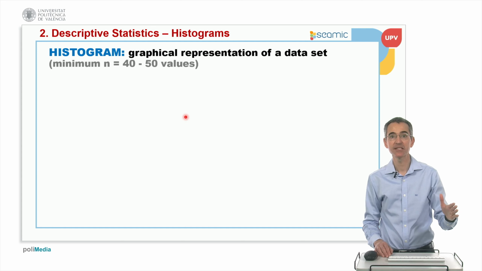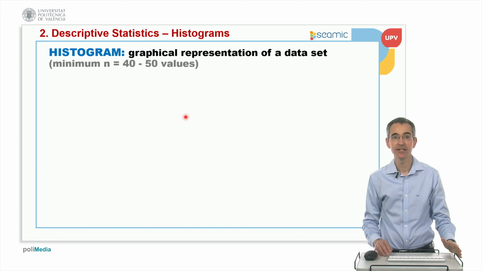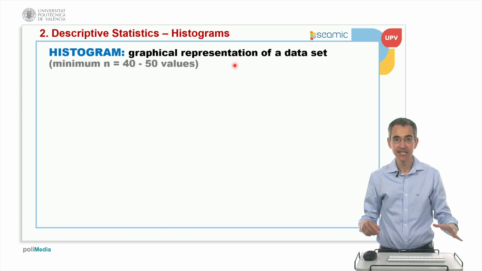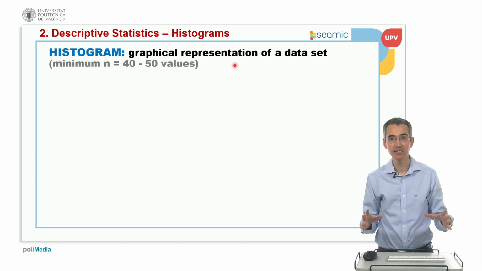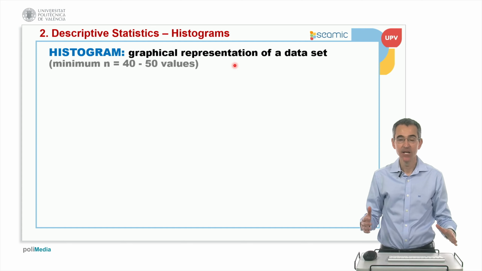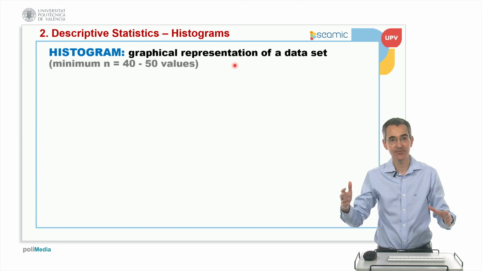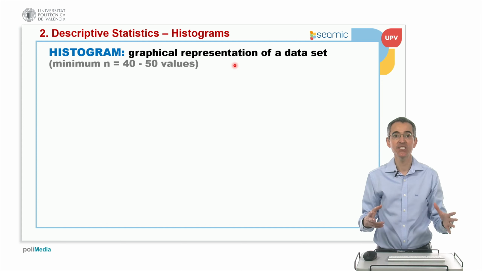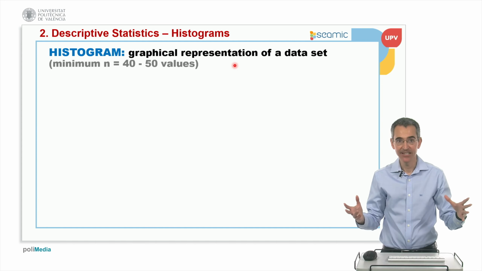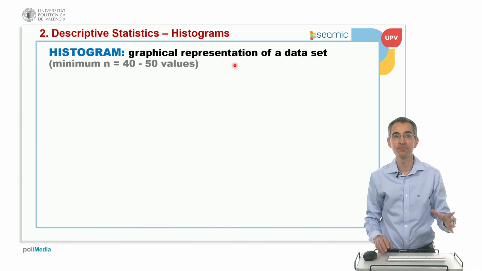Okay, a histogram is a graphical representation of a data set. The minimum number of values is usually 40 to 50. Does it mean that I cannot make a histogram with less than 40? Yes, we can. We can make a histogram with even 9, 10 or 15 values, but the information that we get if we have very few values is very poor.